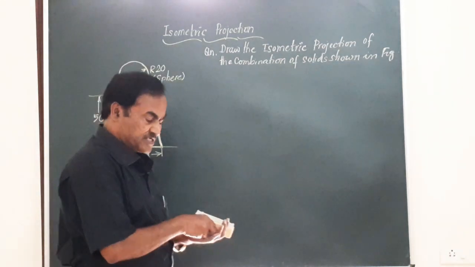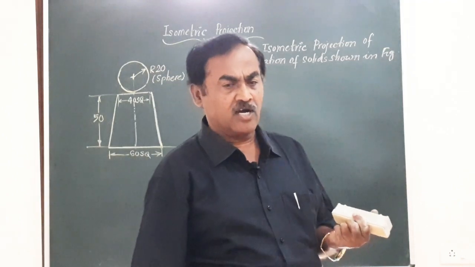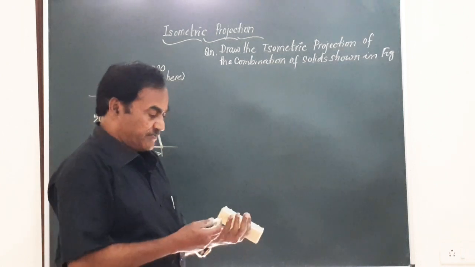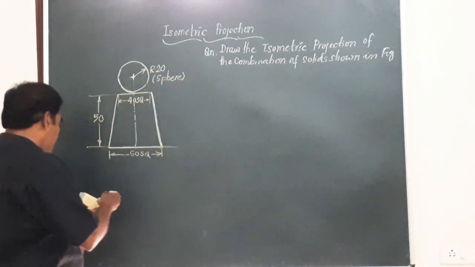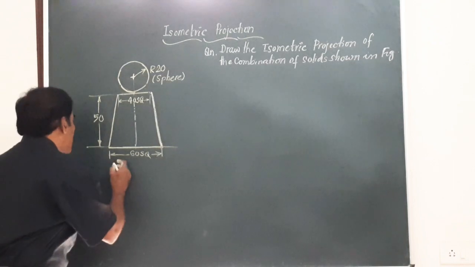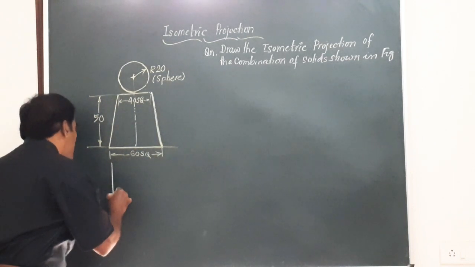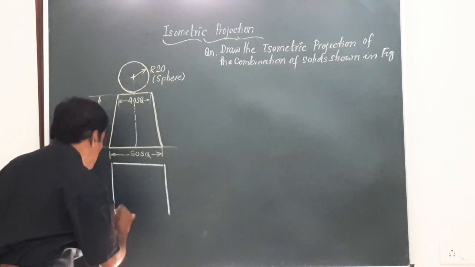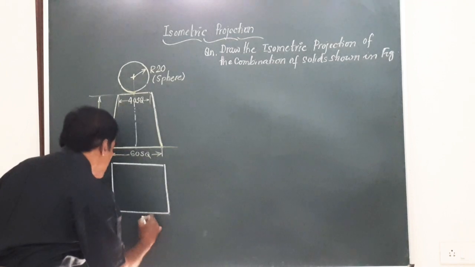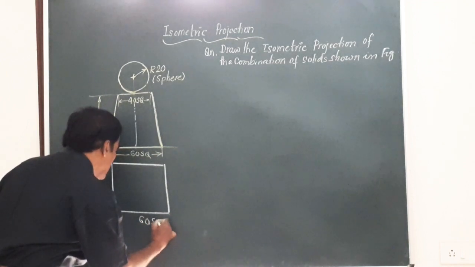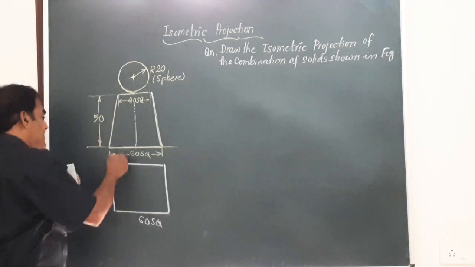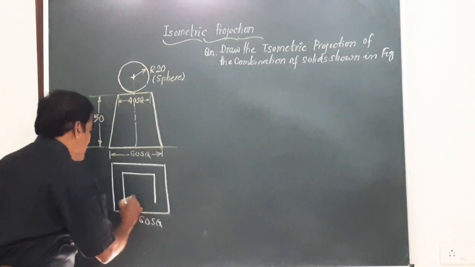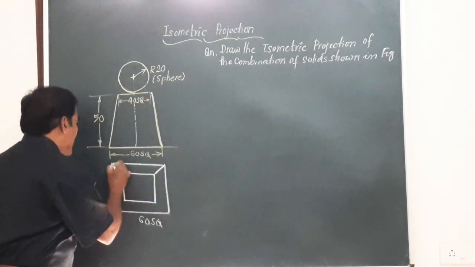Friends, in the previous sessions, we have learnt how to draw the isometric projection of the frustum of a square pyramid. With this diagram, I am going to write down the top view of this figure. The top view would be two concentric squares, the larger being 60 SQ and the smaller one 40 SQ. You can project a line from there, and here you are going to have a 40 square. The corners are joined like this.